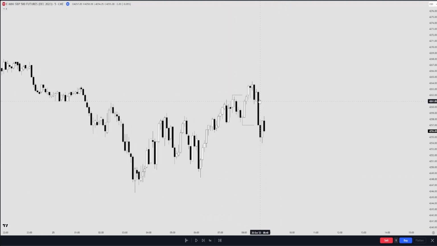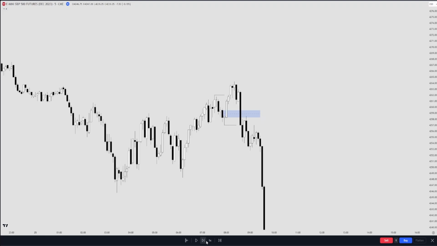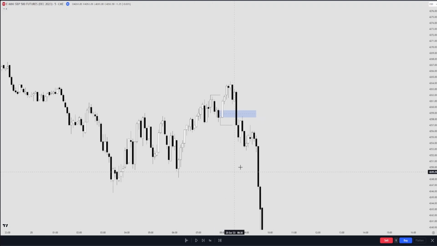As you can see, we displaced lower, we even created an FVG, and this downwards closing candle should now function as our bearish breaker block. We traded into it, so let's see if we get the expansion lower. And as you can see, after we traded back into the bearish breaker block, we got ourselves into the liquidity.